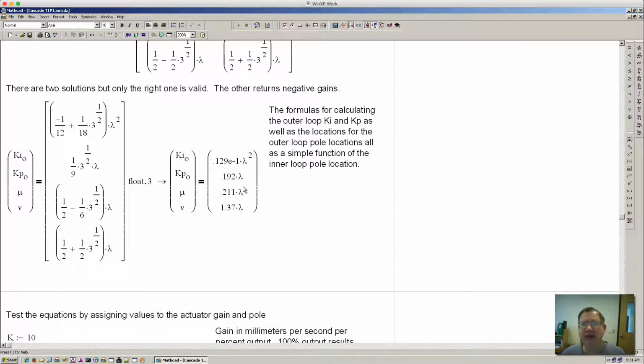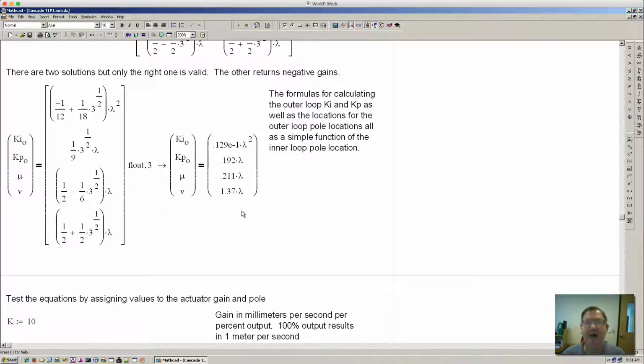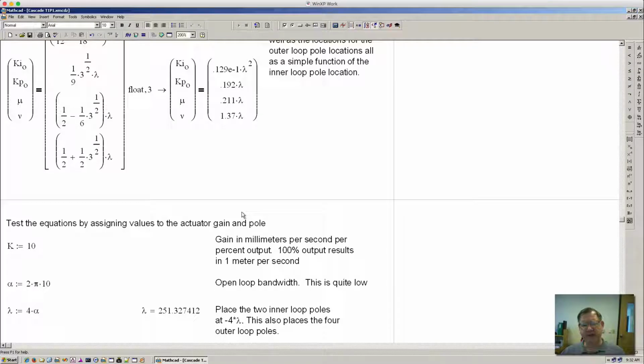And what's interesting is that just like in the first example, the outer loop gains are only proportional to this lambda. And in this case, instead of just having all the poles being at minus lambda, we have just the inner loop poles at lambda. The outer loop poles are going to be at 0.211 times lambda, and this new one is going to be 1.37 times lambda. But basically, the outer loop poles are not dependent upon the open loop parameters, for instance, the gain and the bandwidth, like the inner loop happens to be. So let's try this out.